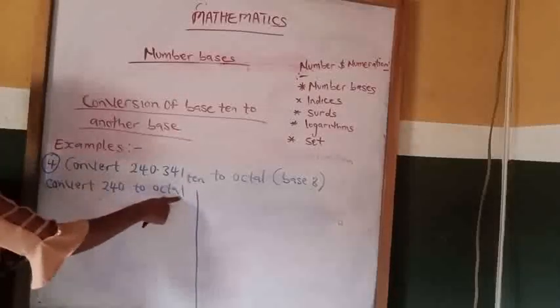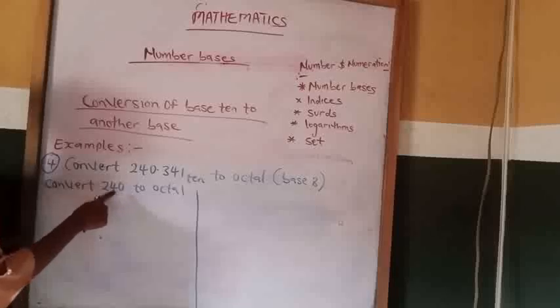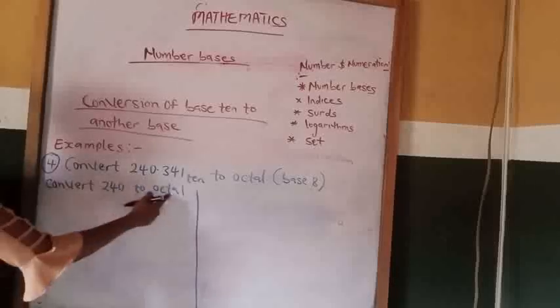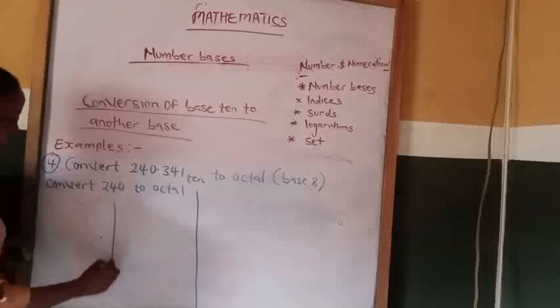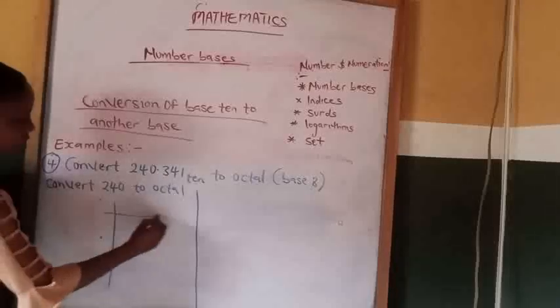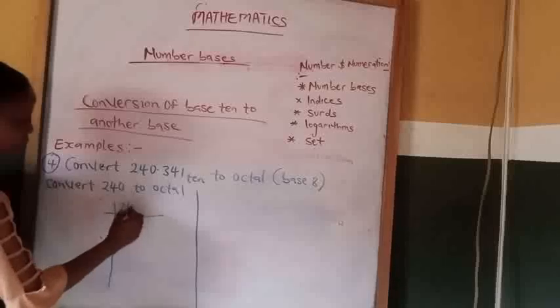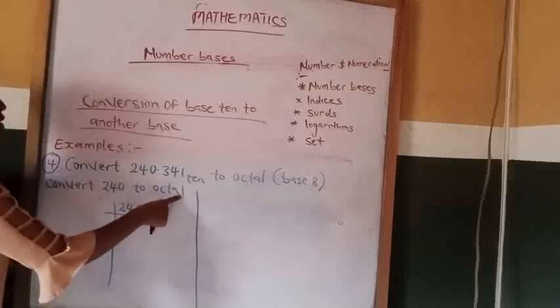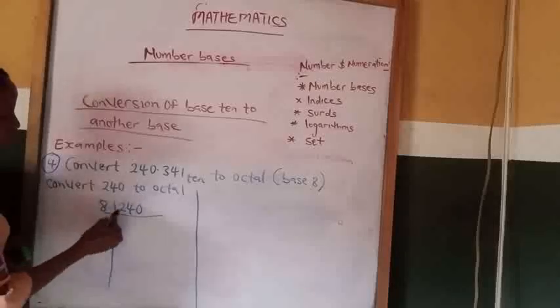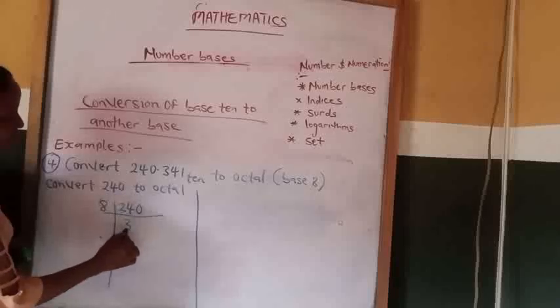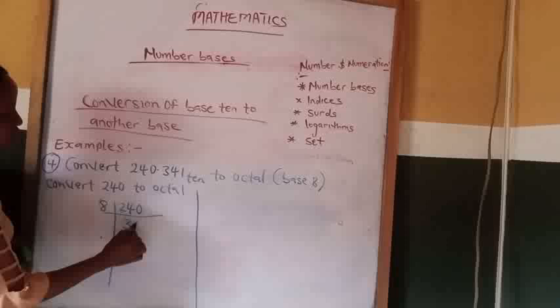When you are converting a whole number in base 10 to another base, you divide by the new base. You divide the number by the new base. So 240, since we are converting to octal, and octal means base 8, you divide by 8. How many 8 can we get into 2? Not possible. In 24, 8 in 24 is 3. Then 8 in 0 is 0.